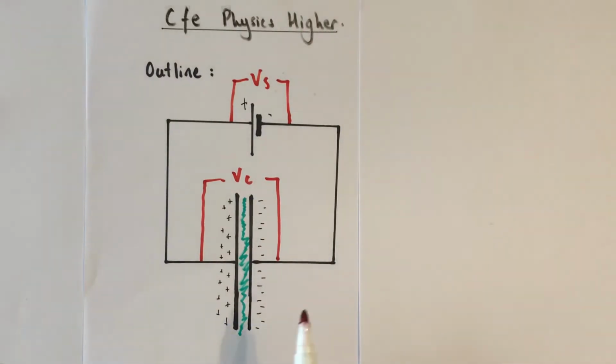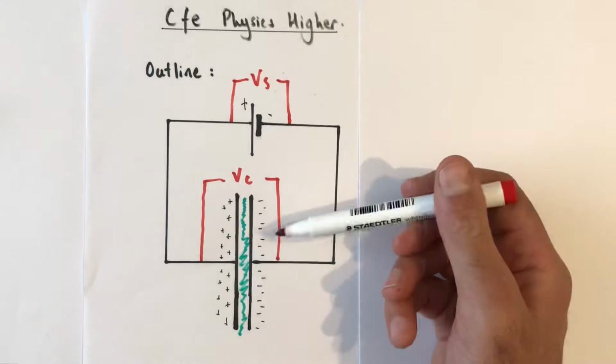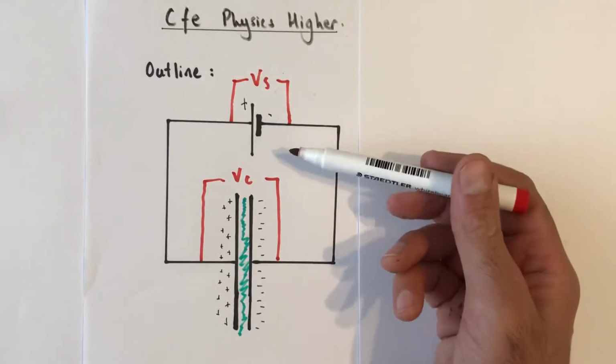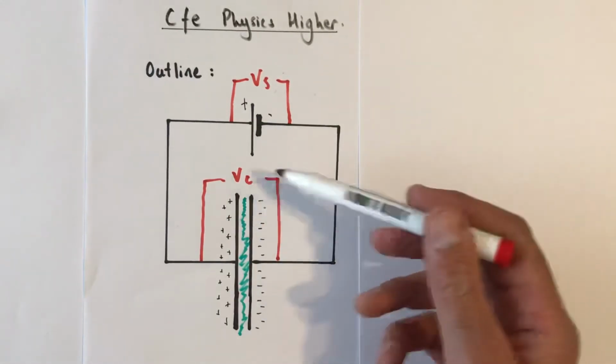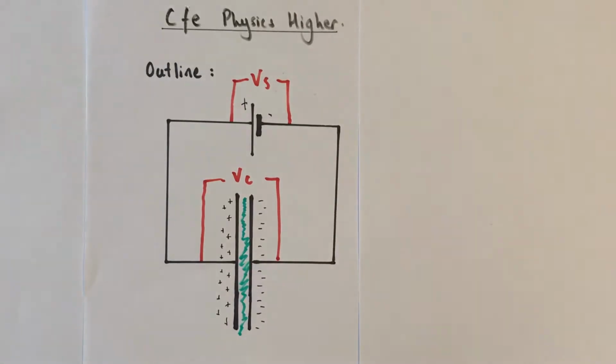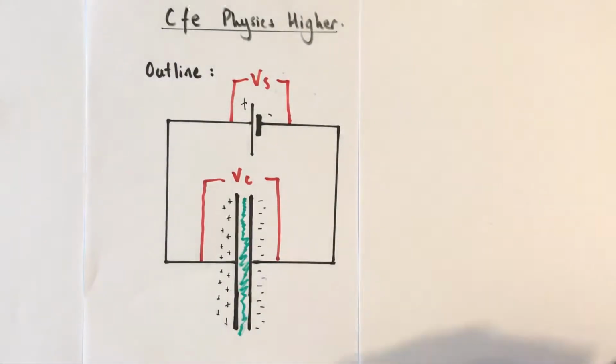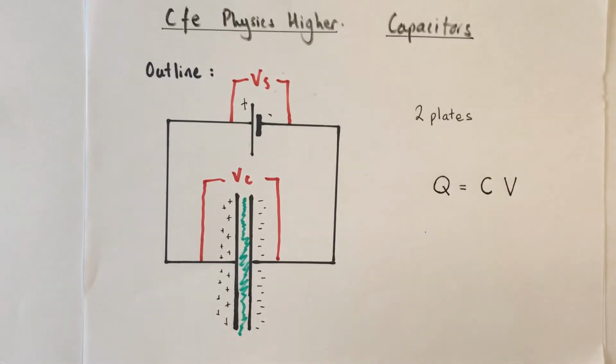So what happens is we started off with no voltage across the capacitor, and it slowly builds up until the voltage across the capacitor equals the voltage on the supply. And if you've got very little resistance in the circuit, that will happen quickly. That would be called charging the capacitor. Okay, so you can charge a capacitor and the amount of charge you can store on it.